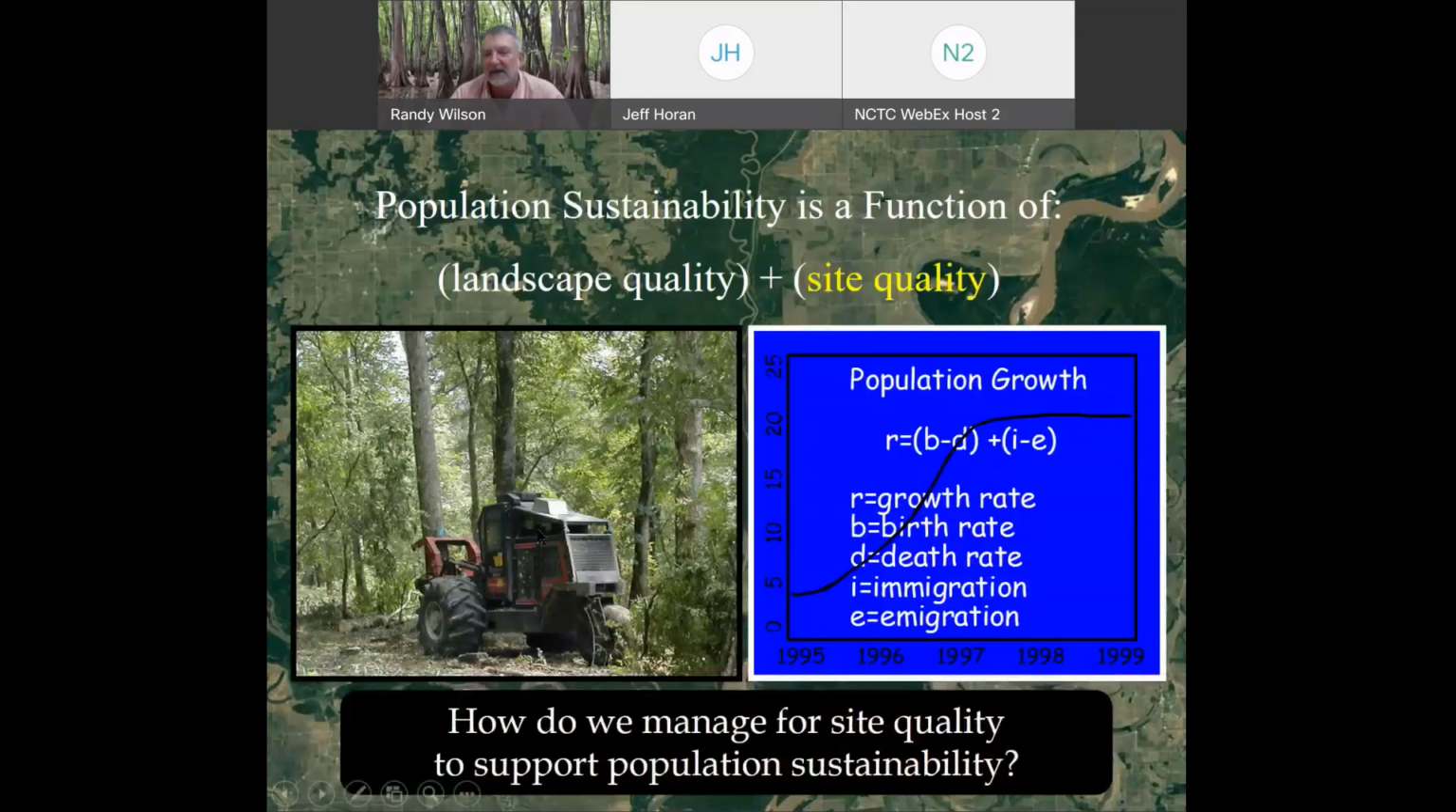So how do we manage for site quality? So how do we manage for site quality to support population sustainability? You know, that's really the question a lot of the foresters are asking.